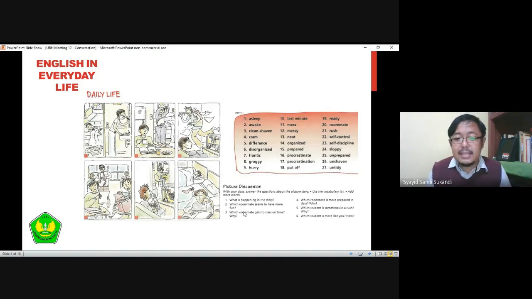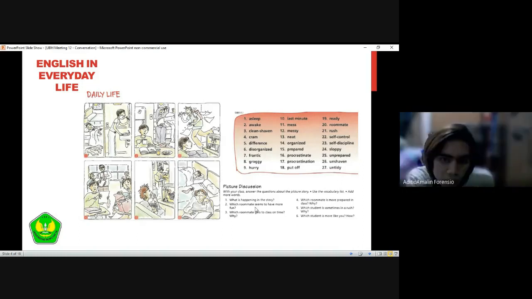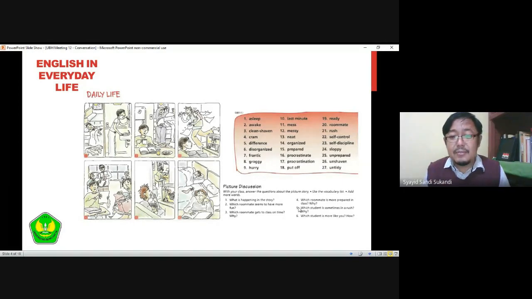Question number two. Which roommate seems to have more fun? Mr. Yellow. More fun. Both? Fun, as in fun, fun or fun, fun? Fun, fun. Okay. I think the answer is Mr. Blue. So Mr. Blue likes to have some fun. You know, makna fun di sini artinya bebas dari semua hal-hal yang berbau formal dan serius. That's fun. Oh, we have some fun, you know, things like that.